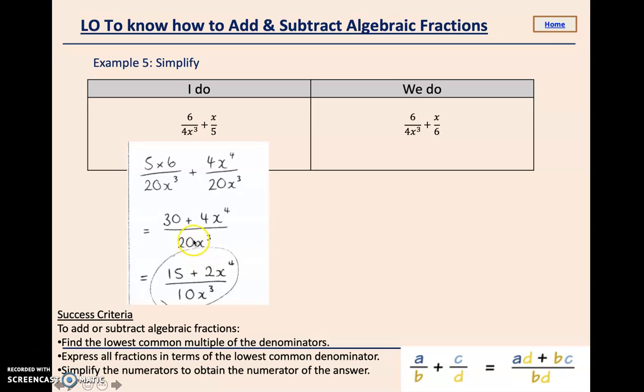Now again, I can divide every single term there by 2, I know that. So this here will become 10x cubed, this here will become 15, and this here would become 2x to the power of 4. So I've taken out a factor of 2 from everything. Because I've taken out a factor of 2 on the top and 2 on the bottom, they will cancel.